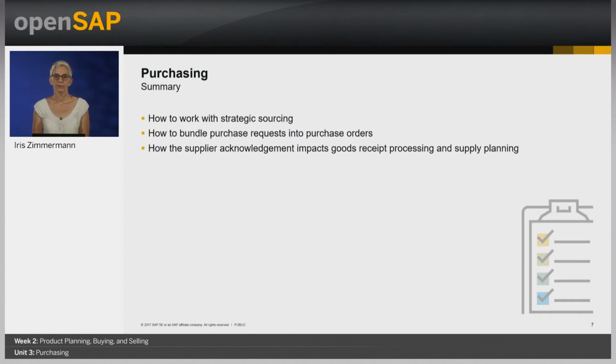Summarizing this unit, you got an overview of the strategic sourcing. You learned how to merge purchase requests to purchase orders and how the supplier acknowledgement might impact goods receipt, processing, and supply planning. This concludes Unit 3. See you in the next unit.